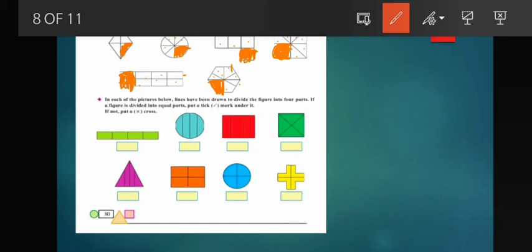Now in each of the pictures below, lines have been drawn to divide the picture into 4 parts. If a figure is divided into 4 equal parts, put a tick mark under it. If not, put a cross. Easy. See, it is divided into 4 equal parts. Yes, 1, 2, 3, 4. Then this circle is also divided into 4 equal parts.